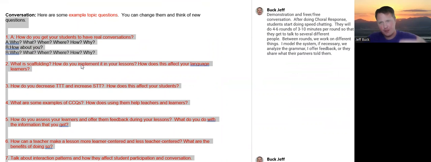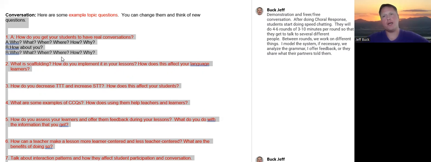We do choral response again. And then they practice these questions. And we do speed chatting, which simply means they work with a partner. If there's an odd number of students, there'll be one group of 3, but ideally they'll just have one partner. And normally they practice in 6-minute rounds. It can be anywhere from 3 to 10 minutes. And between rounds, they change partners.